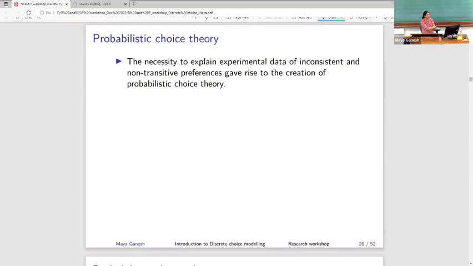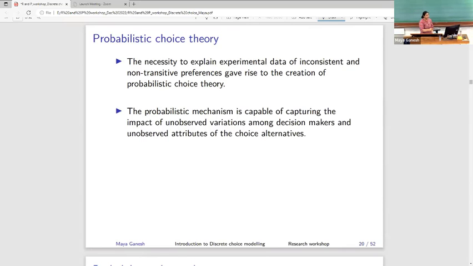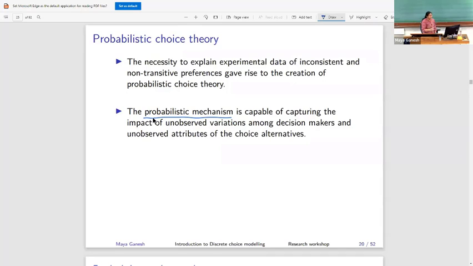But we already made the assumption that it is a rational consumer. So which means that they observed that there were violations of these transitive preference assumptions that we made, etc. Right? So which is why they came up with a probabilistic mechanism, a probabilistic choice mechanism, which is capable of capturing these behavior inconsistencies, right?